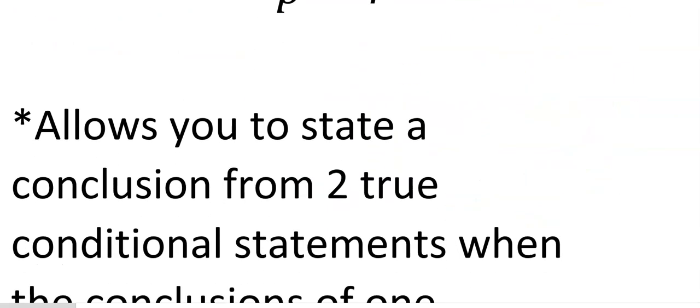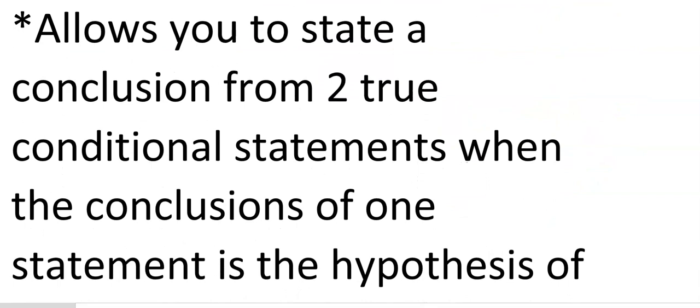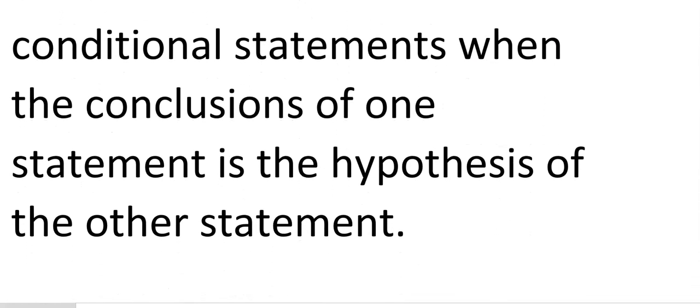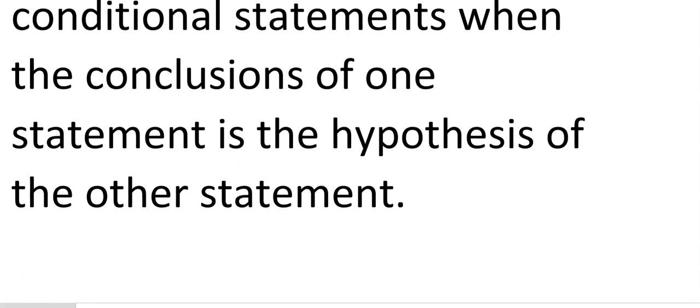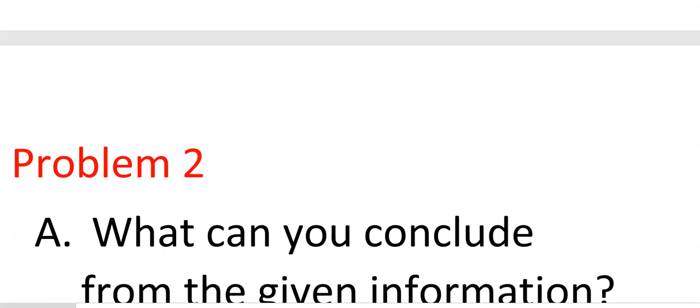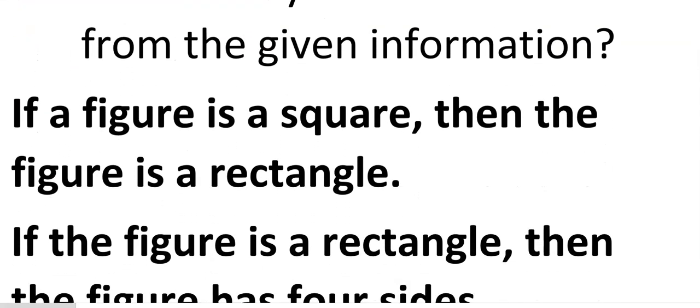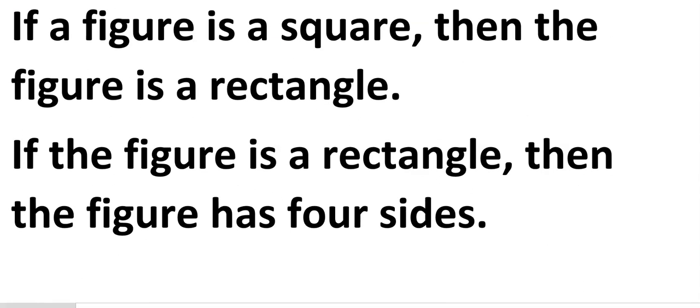And we'll use it. This allows you to state a conclusion from true conditional statements when the conclusion of one statement is the hypothesis of the other. You don't need to write that down. It's just explaining it. Okay, what can you conclude from the given information? So if a figure is a square, then the figure is a rectangle. If the figure is a rectangle, then the figure has 4 sides. I'm going to make it just a little bit smaller.